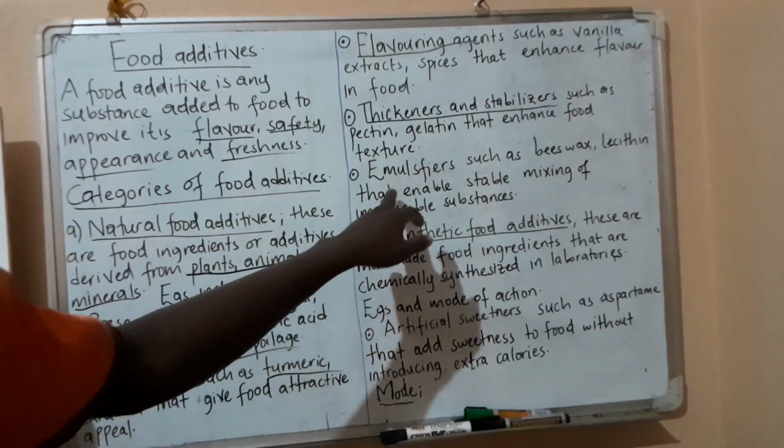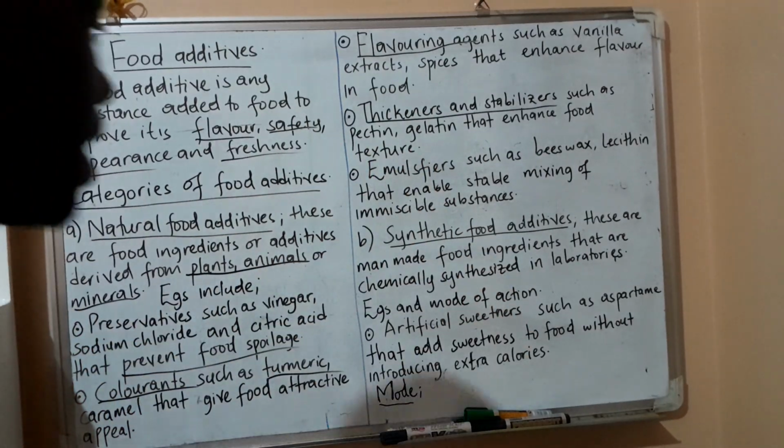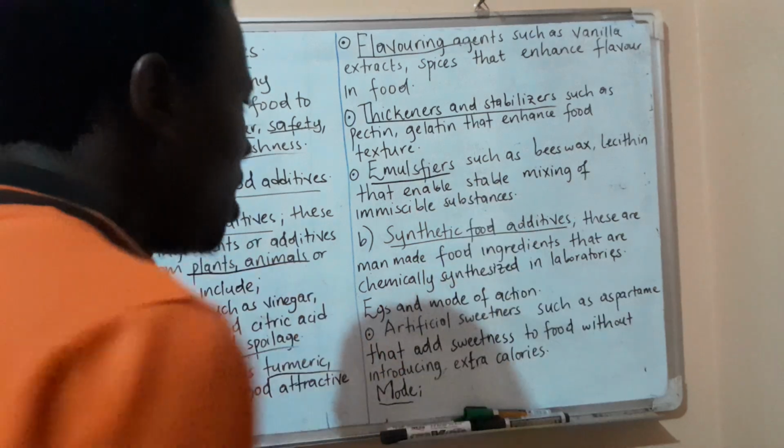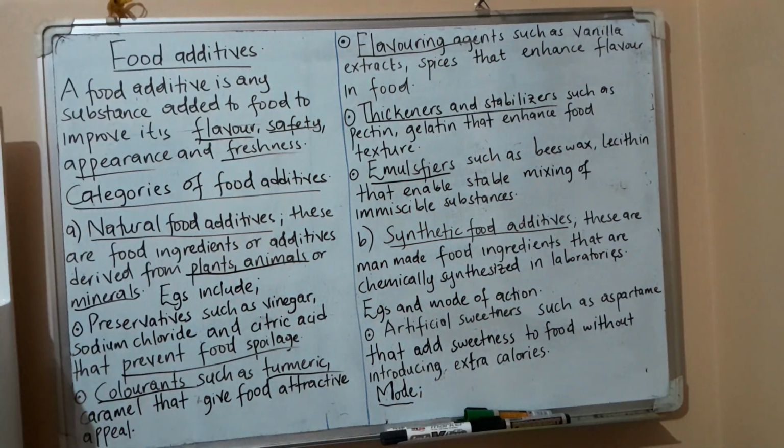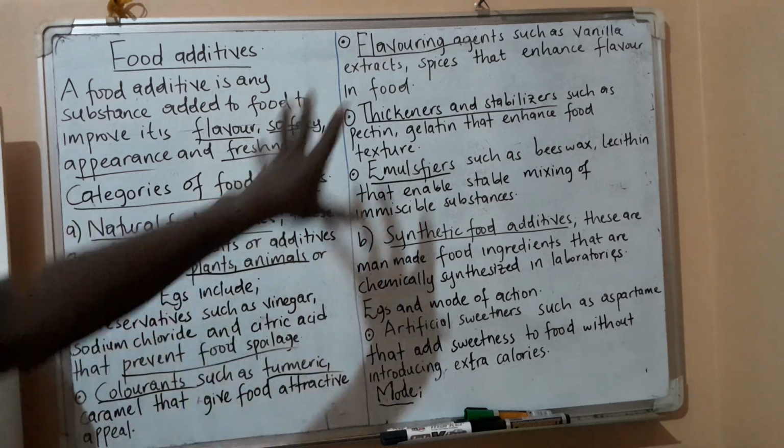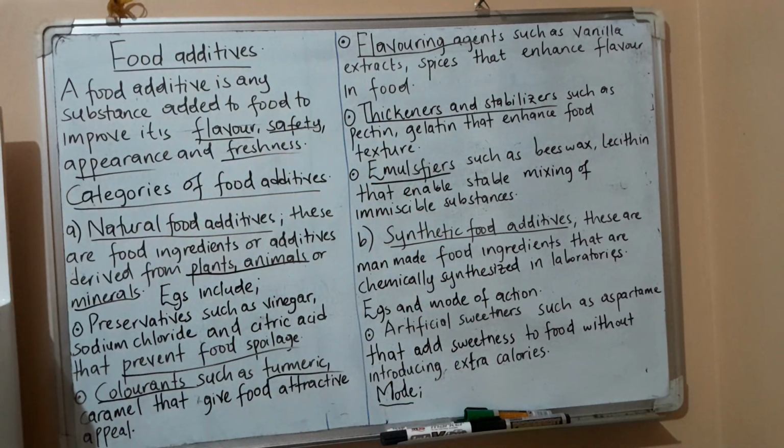Then we also have emulsifiers. To emulsify something is like to break it down. It's particularly linked to fats, but here the common emulsifier is beeswax, which is natural, and its purpose is to enable stable mixing of immiscible substances so that we form a uniform mixture. So these are some of the examples of natural food additives.